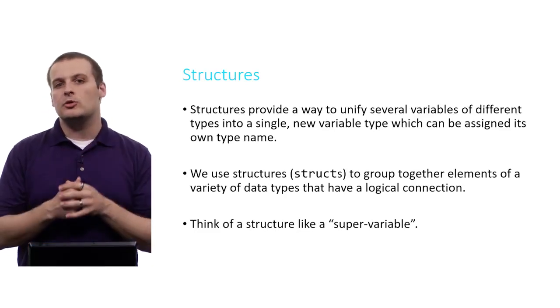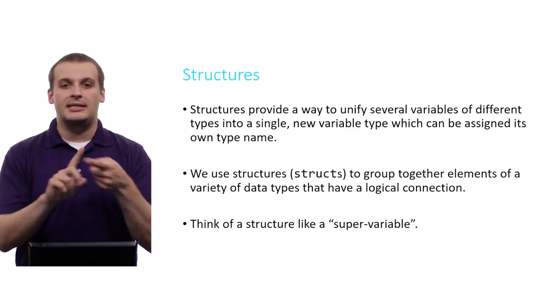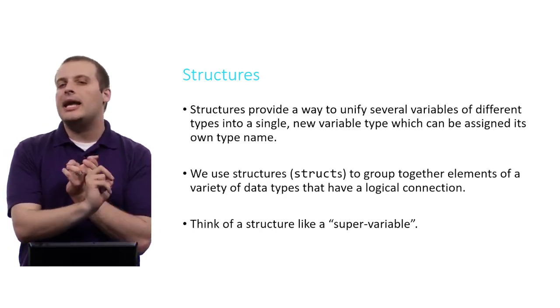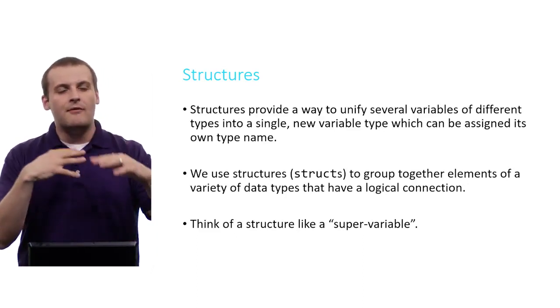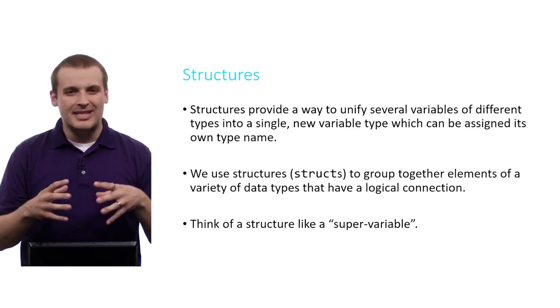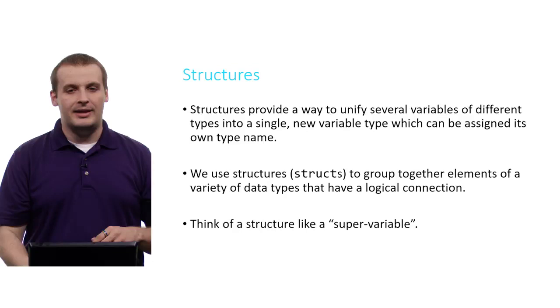So for example, we can group together a structure for, say, a student, where a student would have an ID number, which is probably an integer. But they also have a name, which is a string, and they might have a GPA, which is a float. And we can have all of these things tied together in basically what's a super variable. It's a variable that has other variables within it.